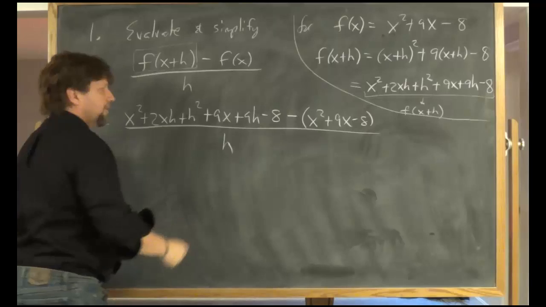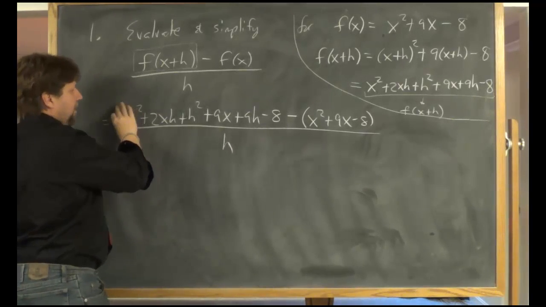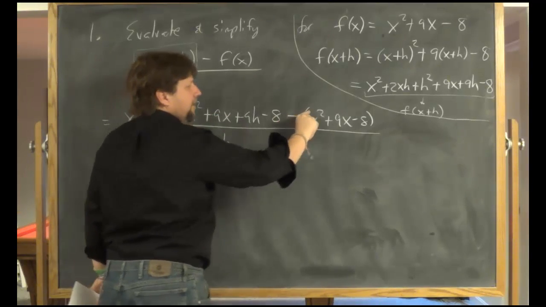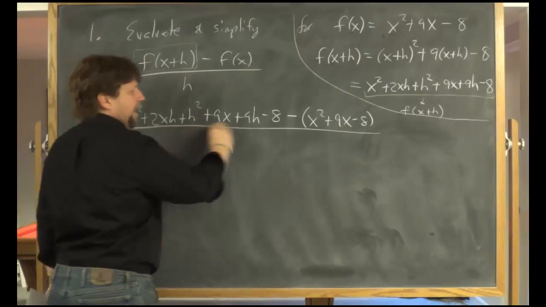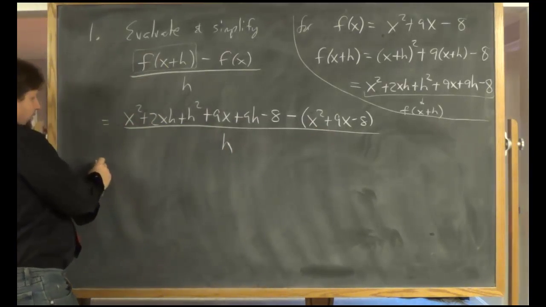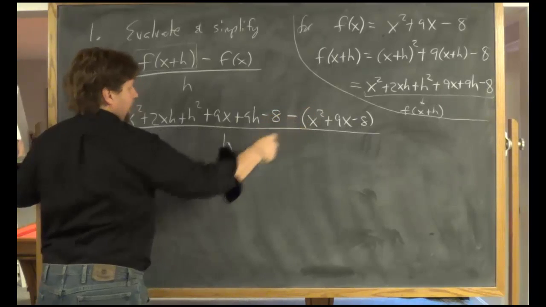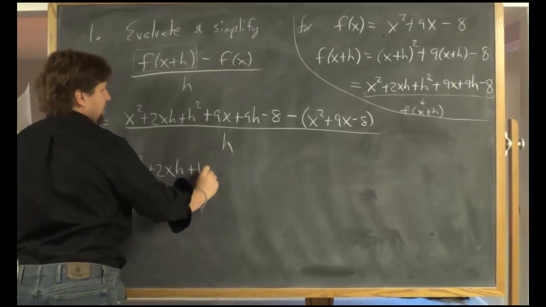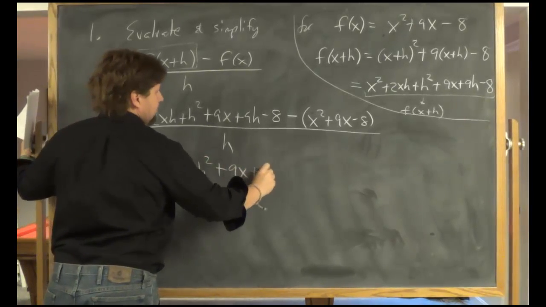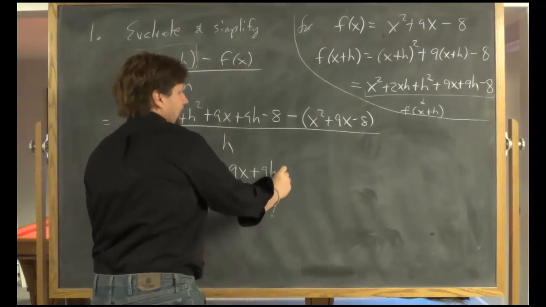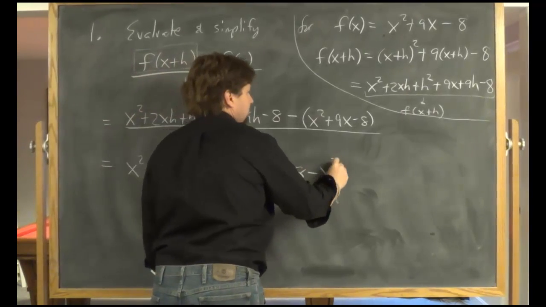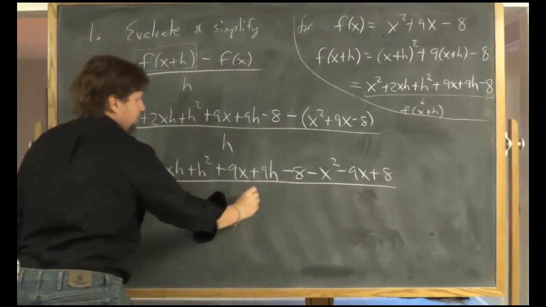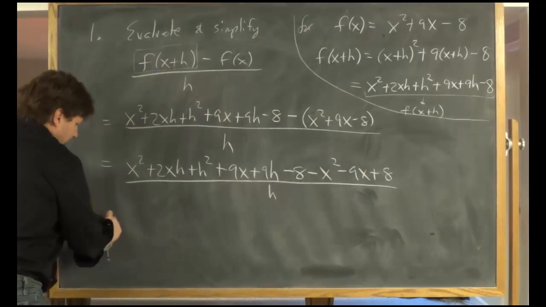So before we go any further, let's make sure we see what we have here. All of this right here is f of x plus h minus, there's f of x. And then all of that is over h. So now if we just go ahead and distribute that negative 1, we have an x squared plus a 2xh plus an h squared plus a 9x plus a 9h minus an 8 minus an x squared minus a 9x plus 8. And then all of that is over h. And then a neat thing should happen.